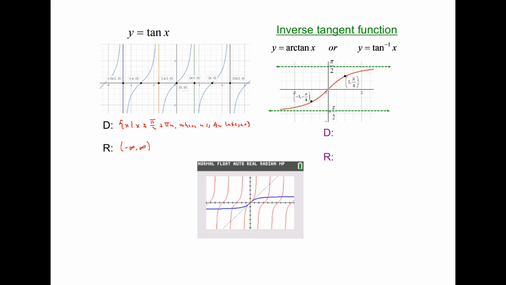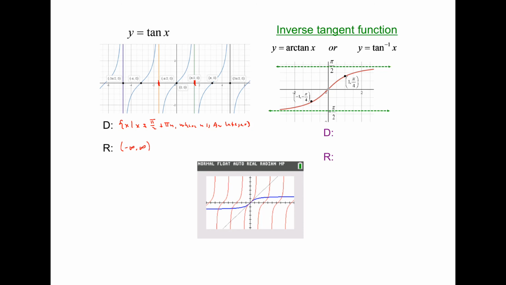So when you look at your tangent one, where are we going to place those restrictions? Well, if you look at the original tangent that's between negative pi over 2 and pi over 2, from here to here, that covers all the y values. So that's really where we're going to go. We're going to cut out all the other parts of the tangent where the vertical asymptotes are, and they create another period.